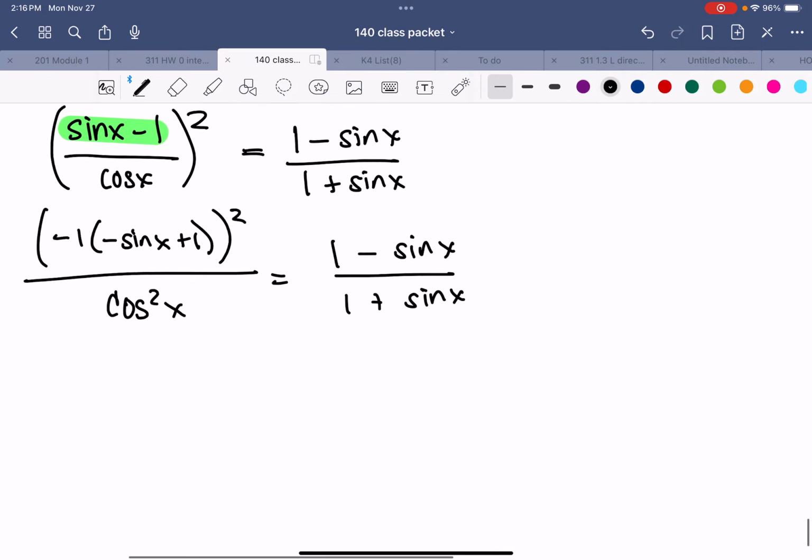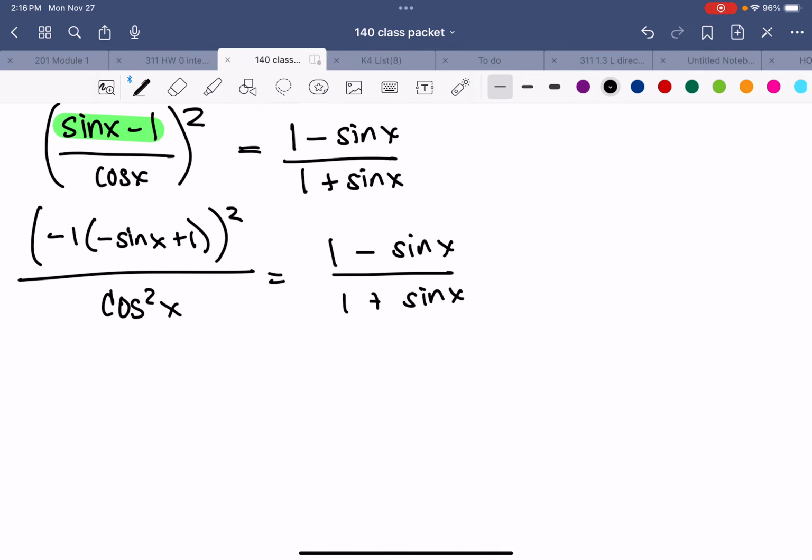Then we are going to do two things. I'm going to square this part, and that just becomes a 1. So I'm going to switch the order of these two. It's addition, so the order doesn't matter. So 1 minus sine x squared, and negative 1 squared is 1. 1 times whatever is whatever.